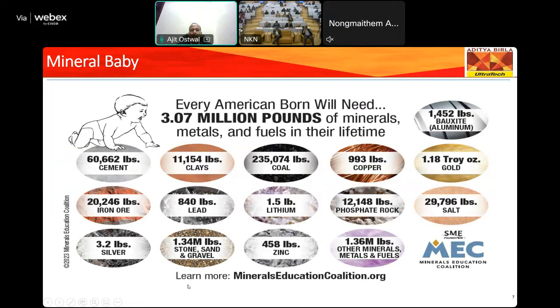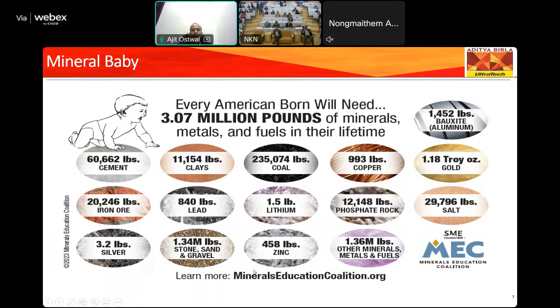Now let me explain the Indian cement sector, just to have a proper perspective. This is the mineral baby, which shows that every American born, America being a developed country, will need 3.07 million pounds of minerals, metals, and fuel in their lifetime. And cement is one of the major components. He will consume 60,000 plus pounds of cement in his lifetime. Similarly, other minerals like clay, coal, copper, gold, iron ore, lead, lithium, phosphate, and others.